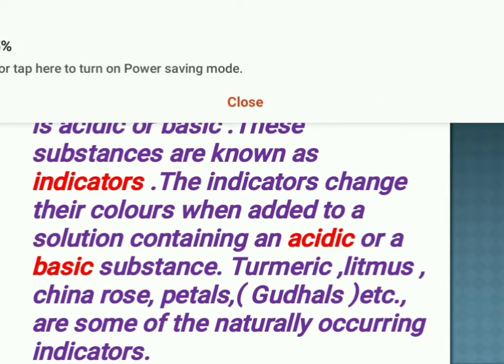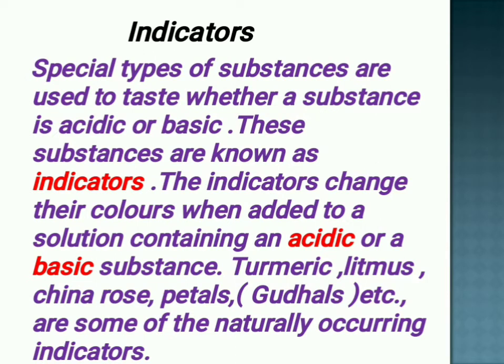Litmus will be of two types. It may be in the form of solution, that is in the form of liquid, and it will be in the form of paper. I will show you. Next is China rose petals. China rose petals means your hibiscus flower. In Kannada it is called dasavala. That flower petals you can take and just heat those petals for some time, and just drain that flower off, and you will get a solution. That solution is called China rose solution. It is also an indicator.